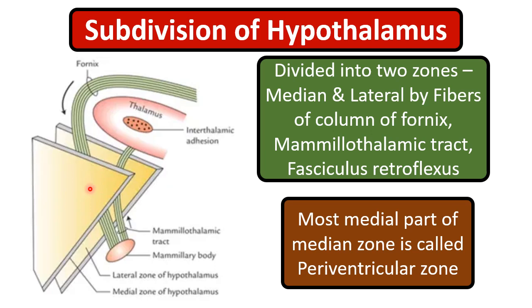The other structures separating these two areas include the mammillothalamic tract. Here you can identify the mammillothalamic tract. From the thalamus to the mammillary bodies, the fibers join with the fornix, and it is also involved in the subdivision of the hypothalamus. Then the fasciculus retroflexus is also involved in the subdivision of the hypothalamus into two different areas. Now, the most medial part of the medial zone is this area, called the periventricular zone.